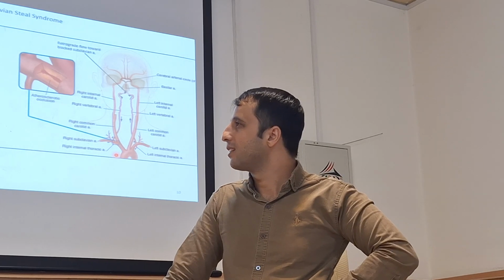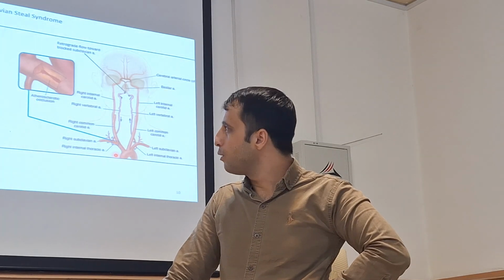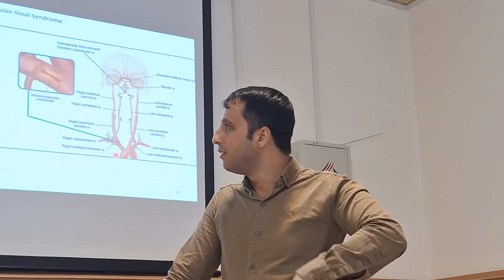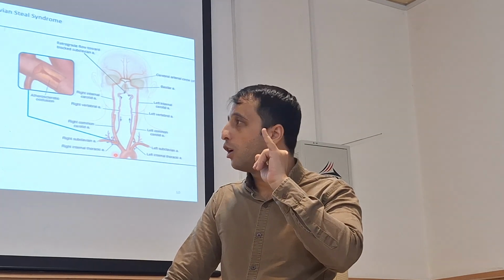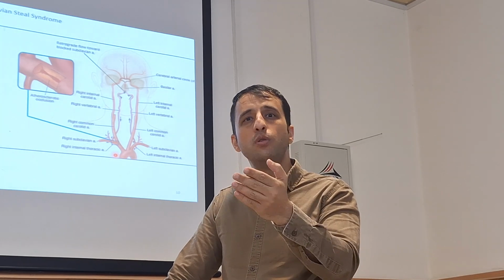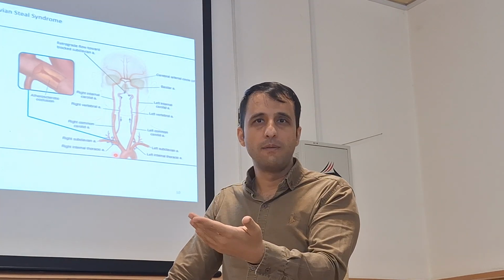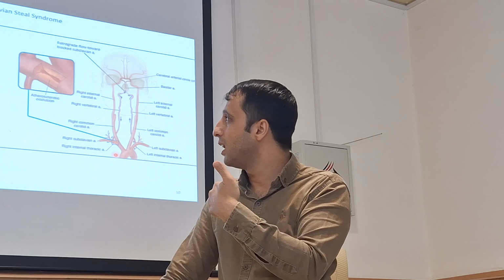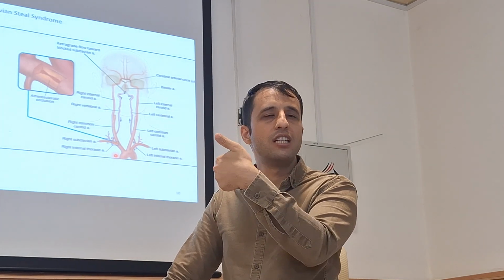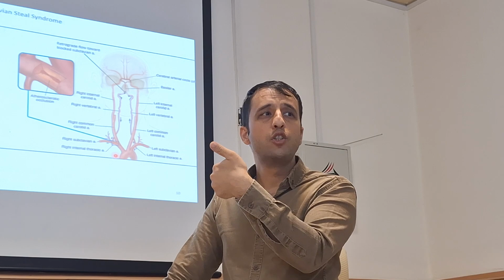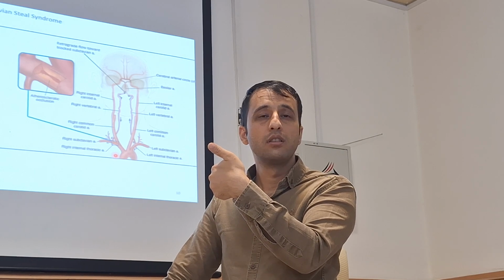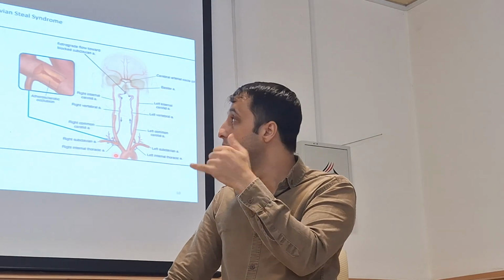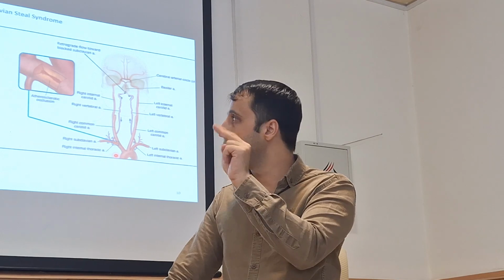From superior trunk, yes, we have suprascapular and also nerve to subclavius muscle. Okay, nerve to subclavius muscle from superior trunk. Superior trunk is made by which roots? C5 and C6. These two roots make superior trunk.